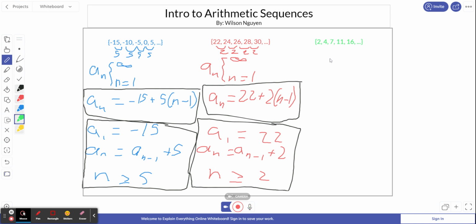Now, for this sequence right here, we can see that we are not adding a fixed number. We are adding 2. 2 plus 2 is 4. Then 3. 4 plus 3 is 7. Then 4. 7 plus 4 is 11. Then 5. 11 plus 5 is 16. So clearly, this sequence is not an arithmetic sequence because we are not adding a fixed number.